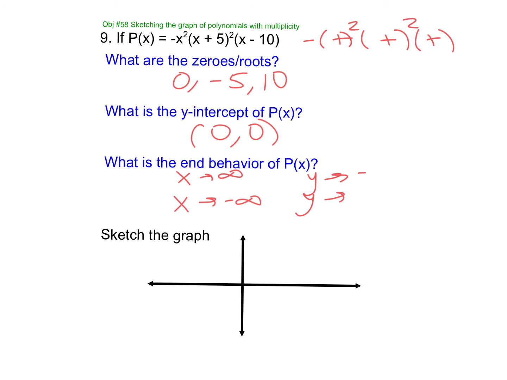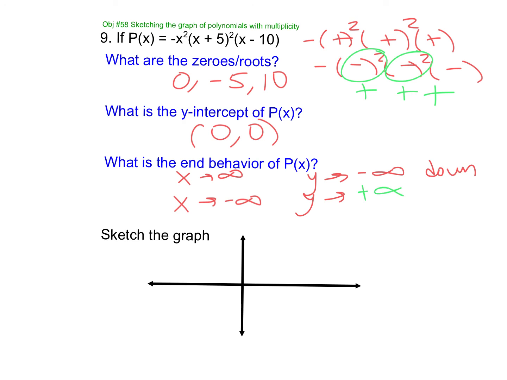So that negative gives us a negative, so we're going down. And then the negative, something squared, something squared. So we've got minus, minus, minus. So this gives me a plus because it's squared. This gives me a plus because it's squared. And then we're left with two negatives, so that whole thing is a negative. So we've got 10, -5, and 0.